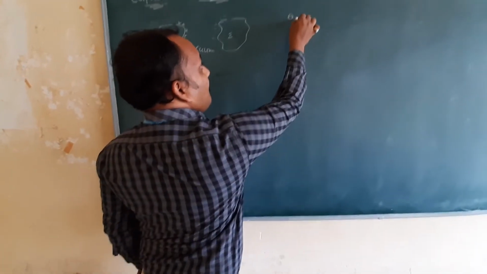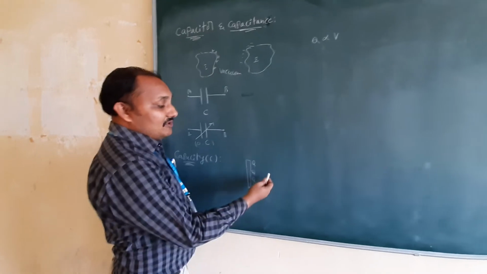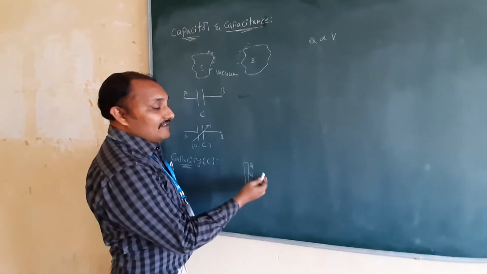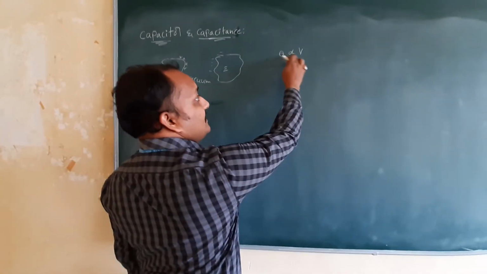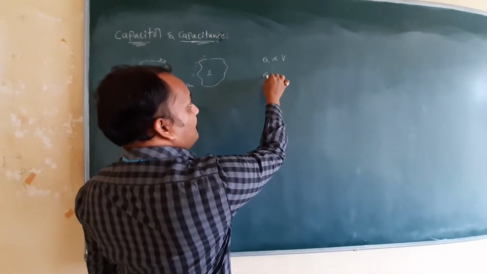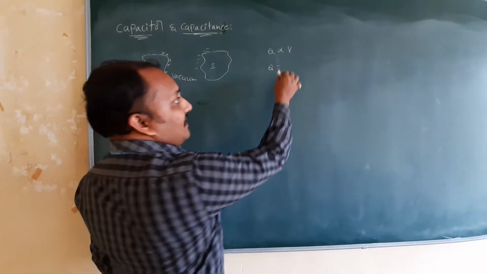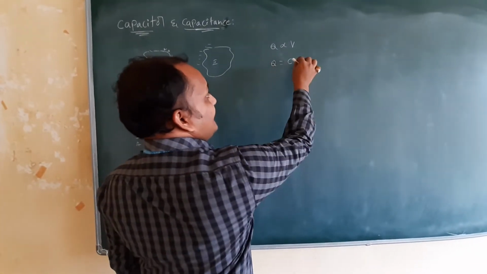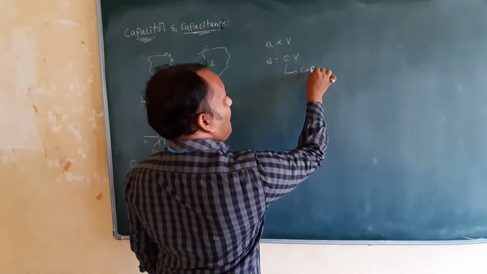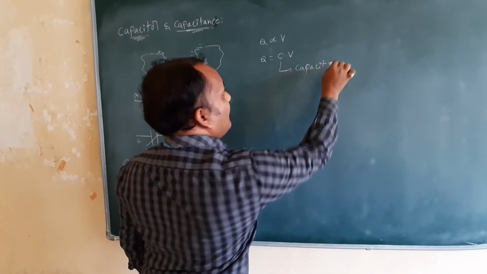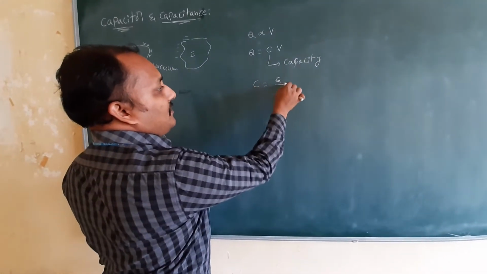Therefore, the charge given to the conductor is always directly proportional to potential. This is nothing but Q is directly proportional to V. To remove the proportionality symbol, we write a constant. That constant is C. C is called the capacity or capacitance of this conductor. C is equal to Q by V.